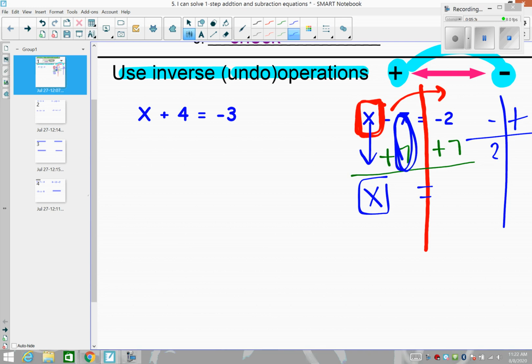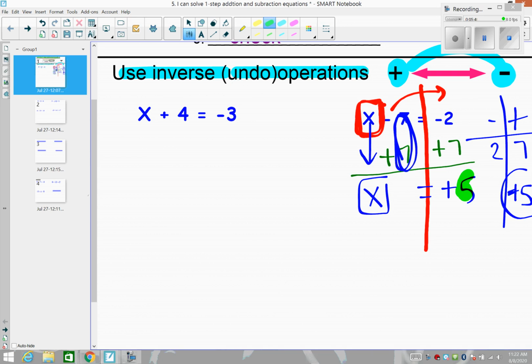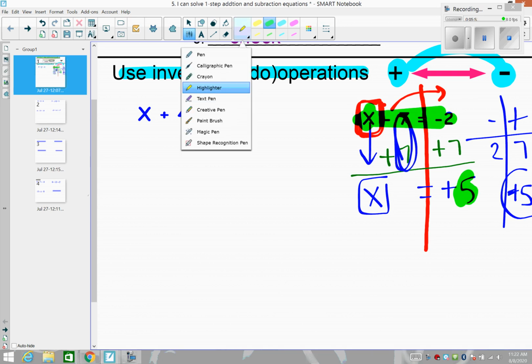We have 2 players on team negative, and we have 7 players on team positive. Team positive wins. How many extra players? 5 extra players. So now let's check to see, is it the solution? We're going to take the 5, and we're going to plug it in here. Is this true? Let's rewrite the statement and check it out.